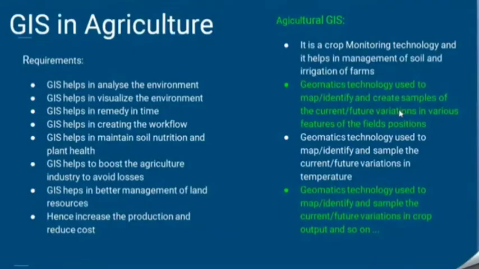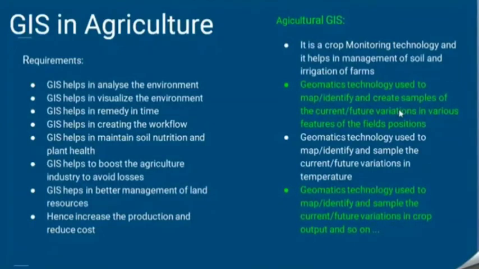GIS in agriculture helps in analyzing the environment, visualizing the environment, and finding the problems and their remedy before the losses occur. So hence it increases the production and reduces the cost. For example, agricultural GIS is a crop monitoring technology. It monitors the crop, helps in the management of the soil, and in how better we can do the irrigation of farms.